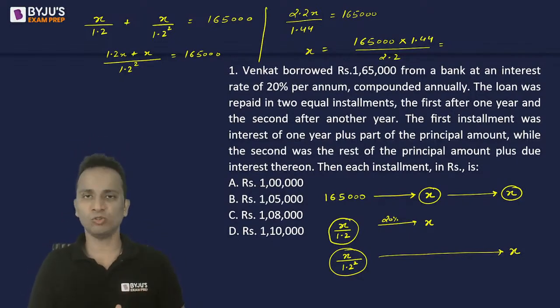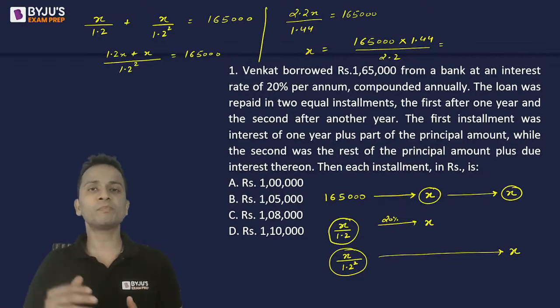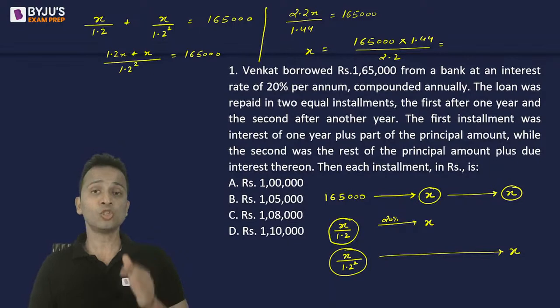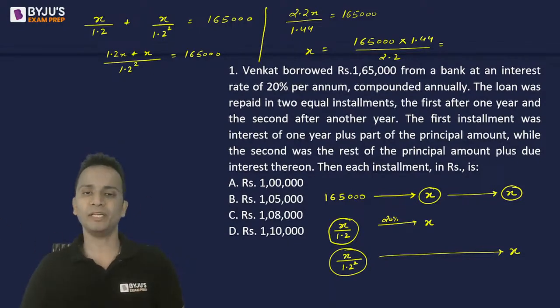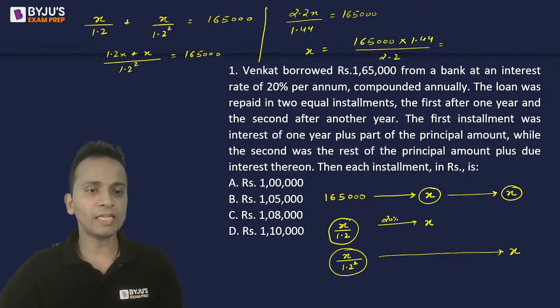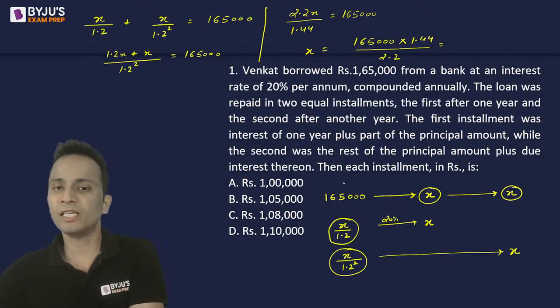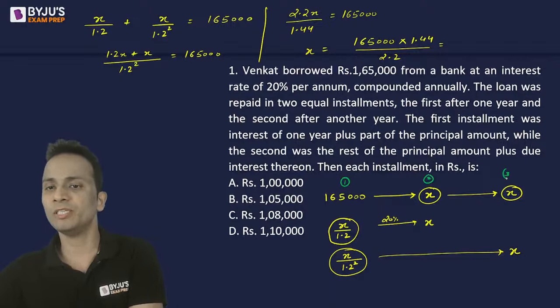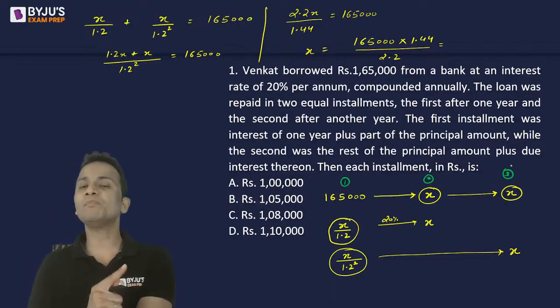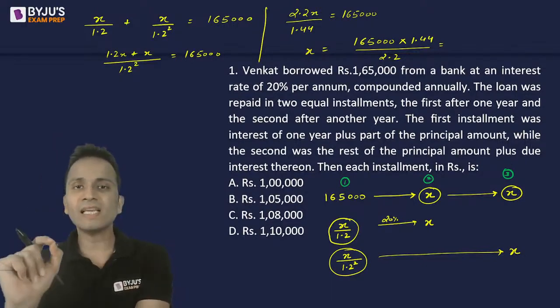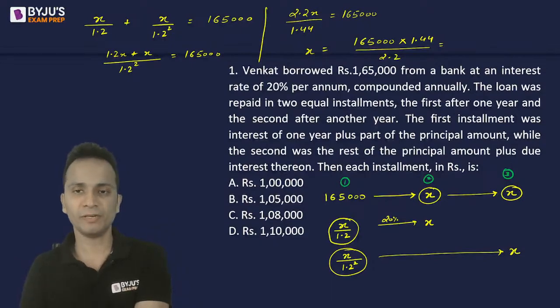165,000 is the present value of the loan. X rupees is paid after 1 year and another X rupees is paid after 2 years. So here I have three different time periods. I am writing these time periods in green color: time period 1, time period 2, time period 3. Now convert all this money into the same time period.